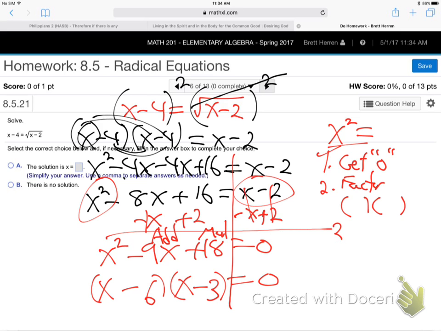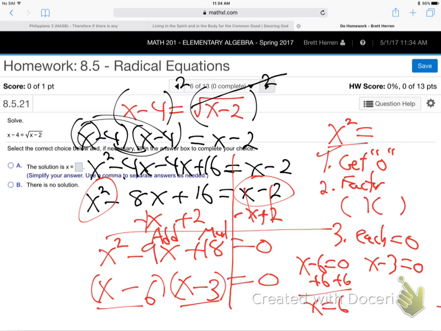Now, I should maybe put a step 3. Each equals 0. Remember how you have to set each one equal to 0 separately? X minus 6 equals 0. X minus 3 equals 0. They each equal their own 0. And then you add the 6 to both sides. So x is 6. Add the 3. It's just going to be opposite signs. Remember how it always comes out opposite?